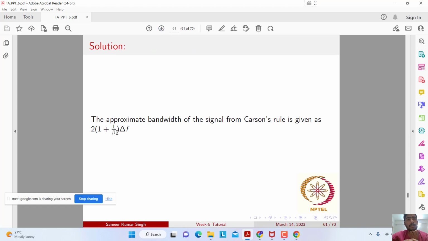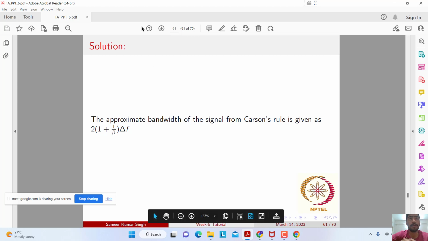So it is a formula, the approximation bandwidth of the signal from the Carson rule. From there you can calculate the bandwidth for the high values of beta and low values of beta. You have to do some approximation. Please follow lecture number 33 where sir discussed all these things. Answer will be B part.